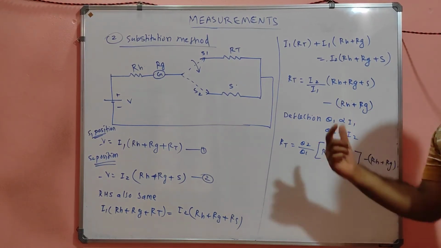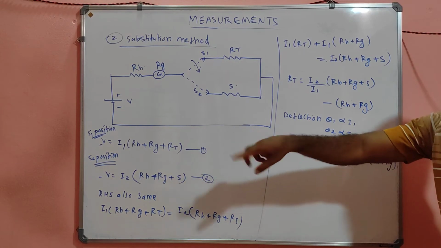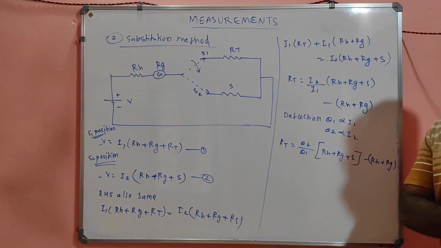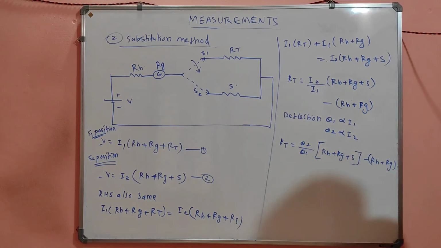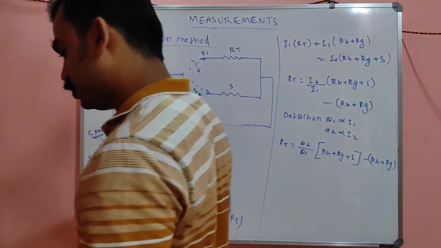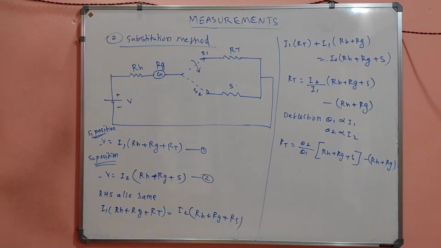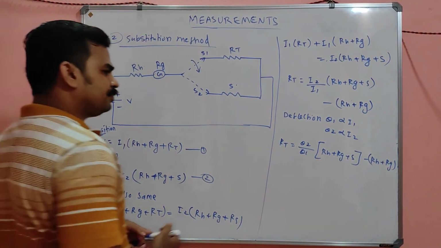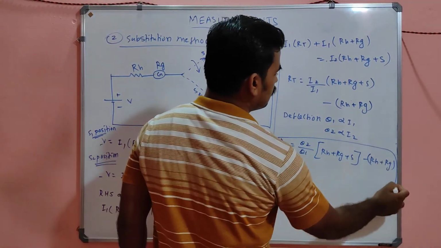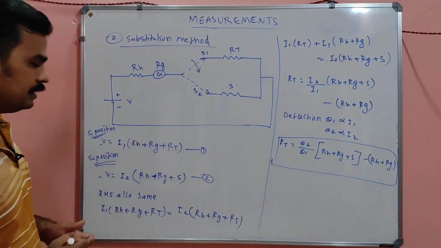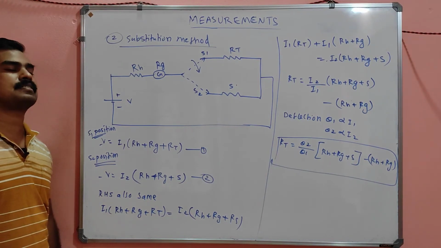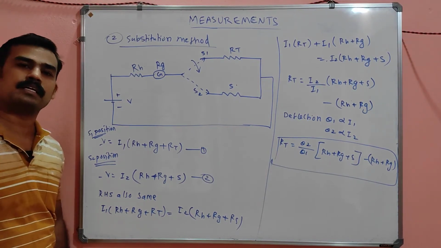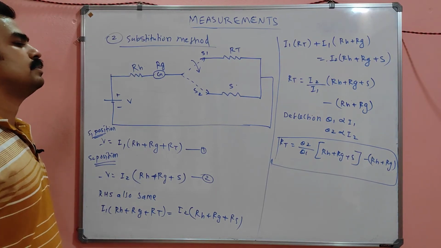Here you substituted, right? LHS equal to RHS, right? So LHS will be equal now, so RH will be equal. So substituted in that way. Then you got this method, right? So that is why the name substitution method. Okay. Just remember this. RT is equal to theta 2 divided by theta 1 into RH plus RG plus RS minus RH plus RG.